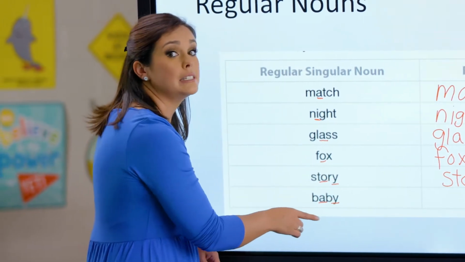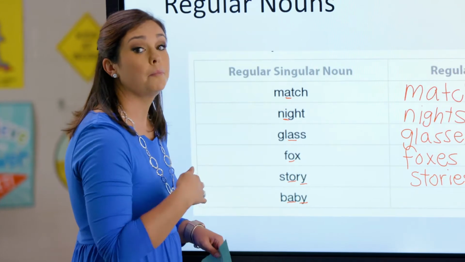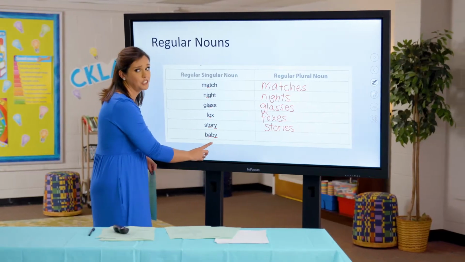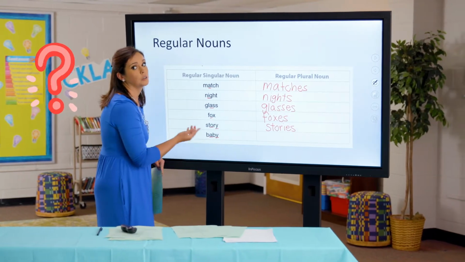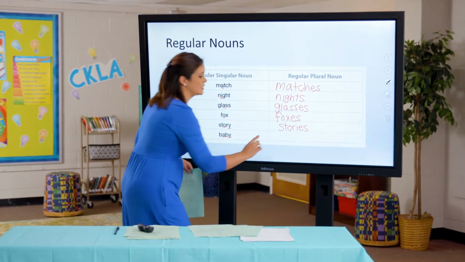The next word is baby. What's the plural version of baby? Right, babies. Now, what are we going to have to do with this Y? Right, we need to drop the Y and trade it for an I before adding ES.